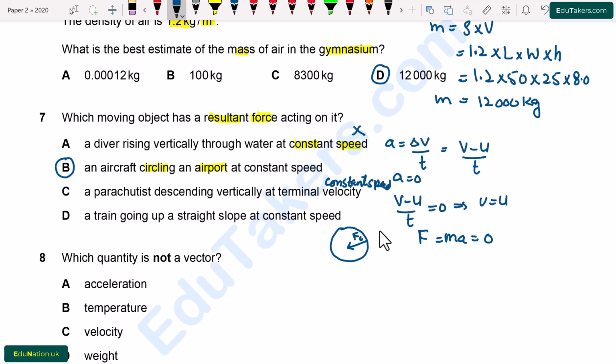When there is constant speed, again acceleration is equal to 0, then force will be equal to 0. So it is also incorrect. D. A train going up a straight slope at constant speed. So this is also incorrect.